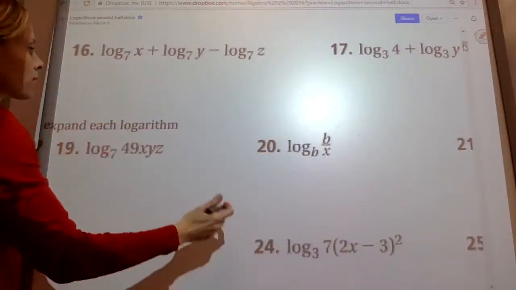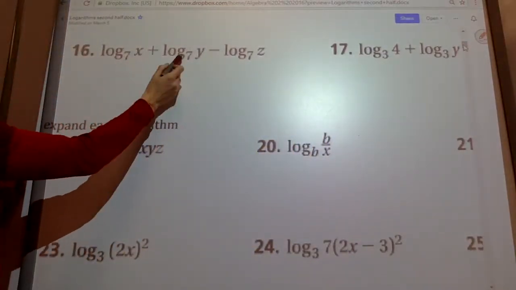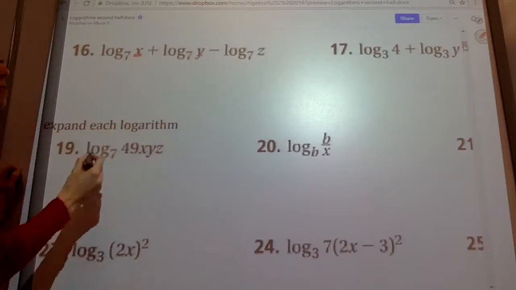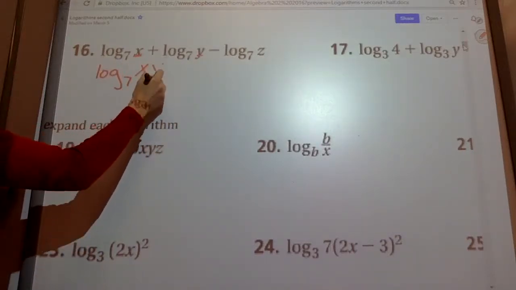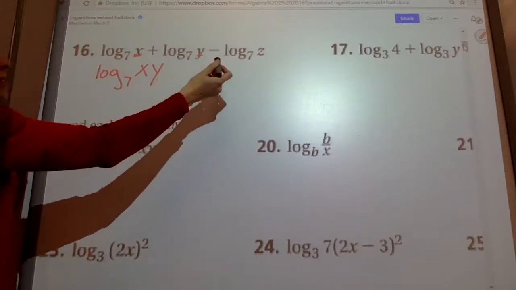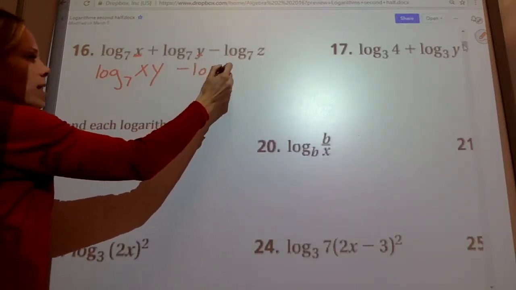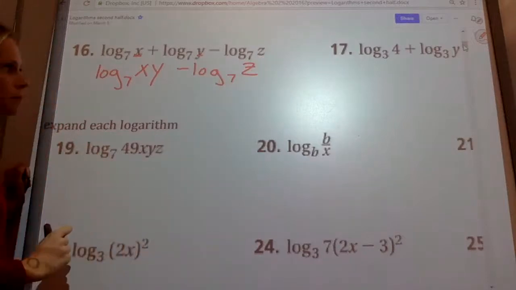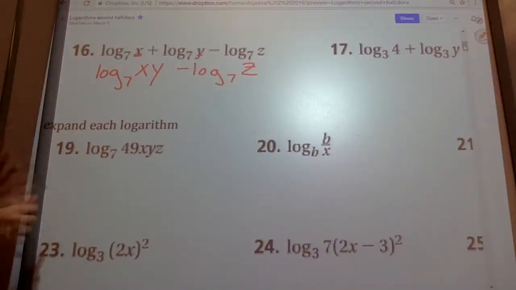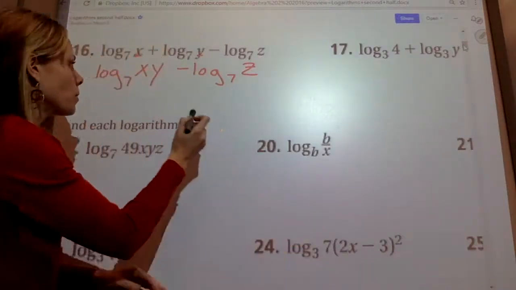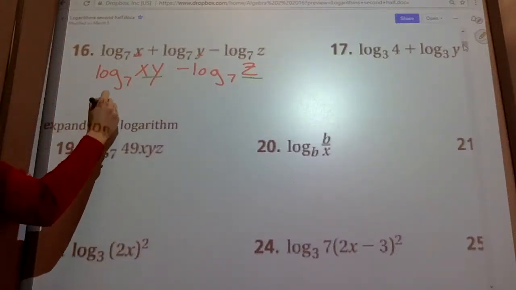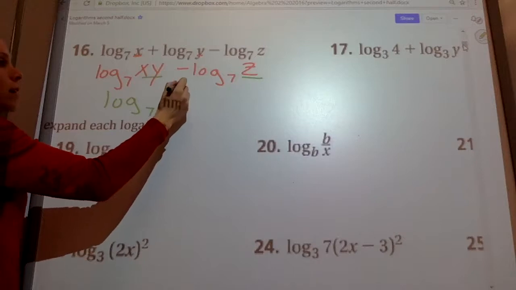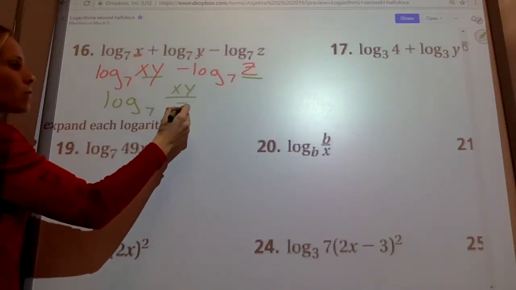So let's look at the first two. I'm adding these logs together. So what do I do with the x and y? Multiply. So it's x times y, like this. And then I still have this log, so I have to subtract. Now I'm subtracting these logs. So what do I do with this? Divide. So I get it down to a single log, xy over z.